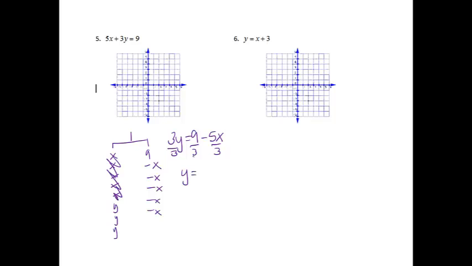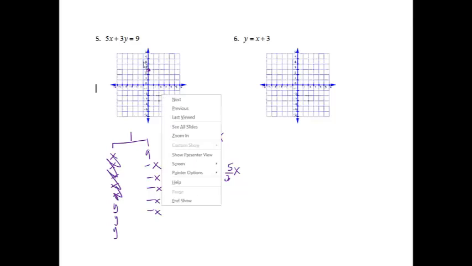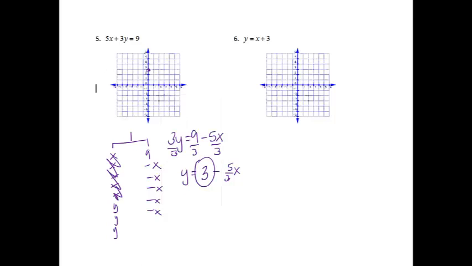So I'm going to get y equals 9 divided by 3 is 3, and then minus 5 divided by 3 does not work out nice. So we'll leave it as a fraction. And then we'll work this problem the way that we've worked all the other problems. Circle the number that does not have the x on it, which is 3. That is our y-intercept. So come up to 3 and put a point. From here, my slope is negative 5/3, so I am going to go down 5 and over 3. And we always go over to the right. And there we go.